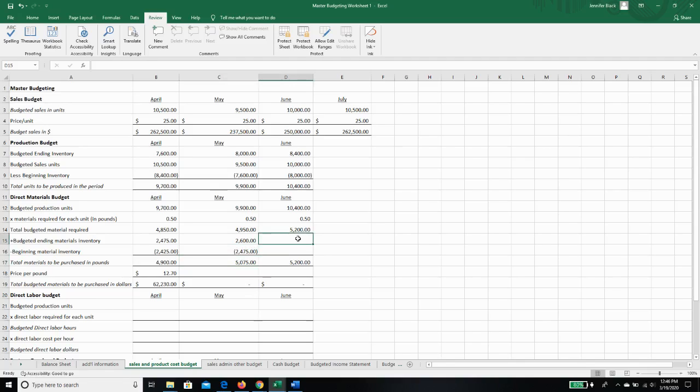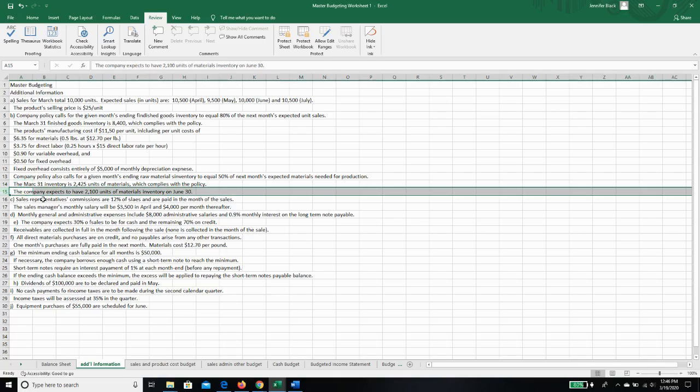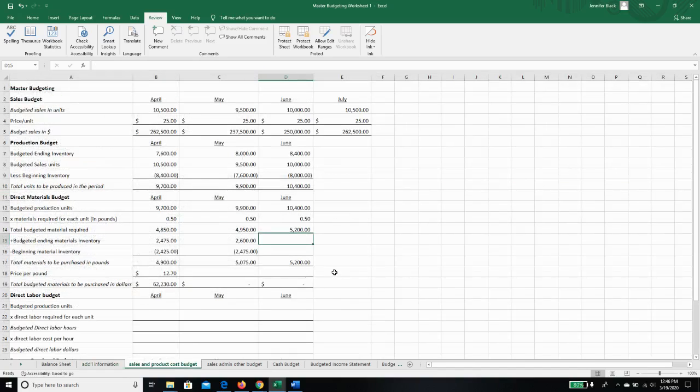In June, I don't know what my ending materials inventory is, so let me see if they've given it to me. Here we go. They say here on row 15, the company expects to have 2,100 units of materials inventory on June 30th. So on June 30th, my ending materials will be 2,100 pounds. And then I'm going to subtract last month's ending inventory, which is this month's beginning inventory. And I know in June I need to buy 4,700 pounds of materials.